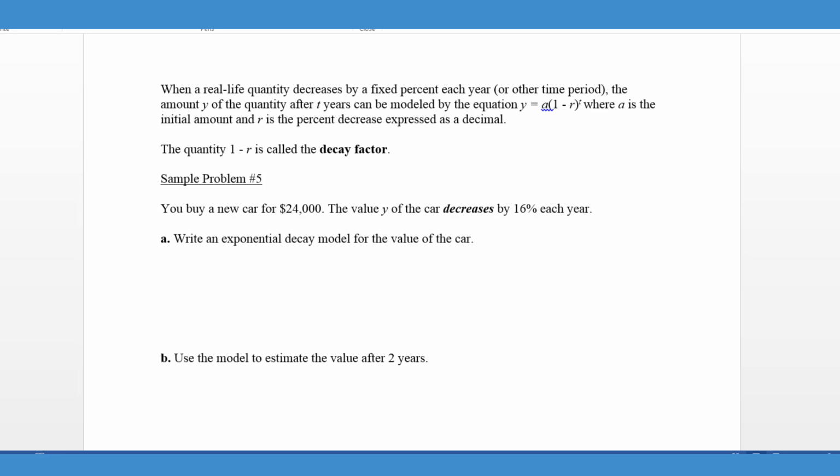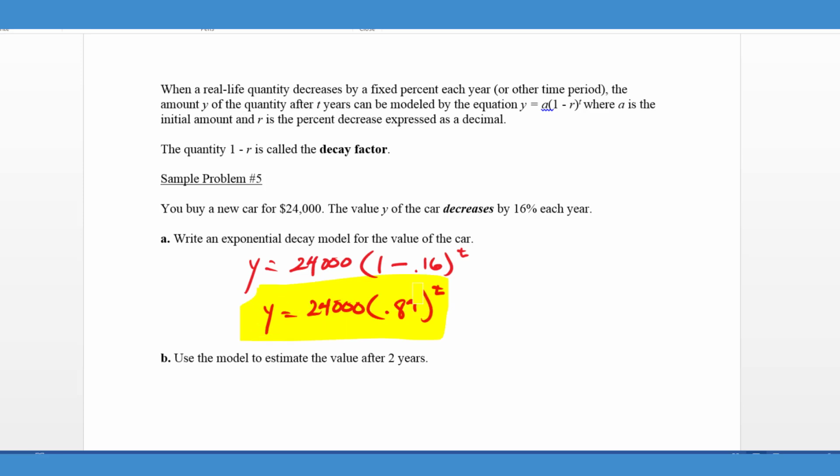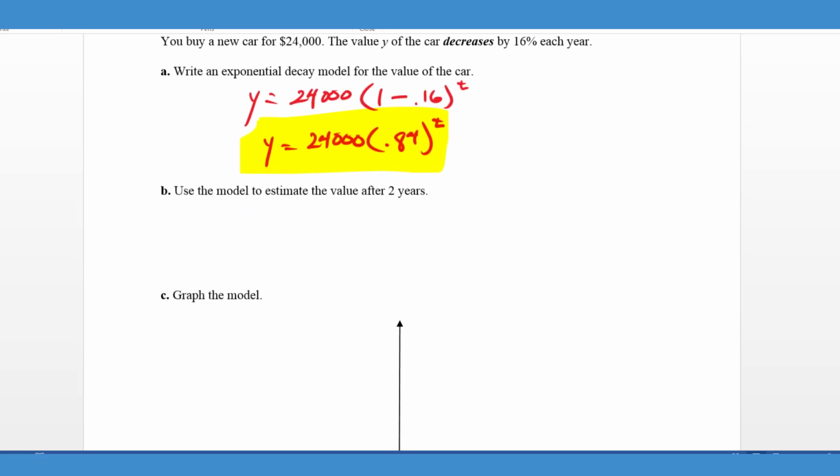Okay, so it says to write an exponential model for the value of the car. Again, we're going to just use the same model we did before, except this time with a decay factor. We had an initial amount of 24,000, now 1 minus the decay factor, 0.16 raised to the t value. As always, you should condense this and not leave it with the operation. And so that is your decay model. Now, it said to see how much the value is estimated to be worth after 2 years. So again, simple plugging in of 2 years for t, and you can see that that value equals 16,934.04.